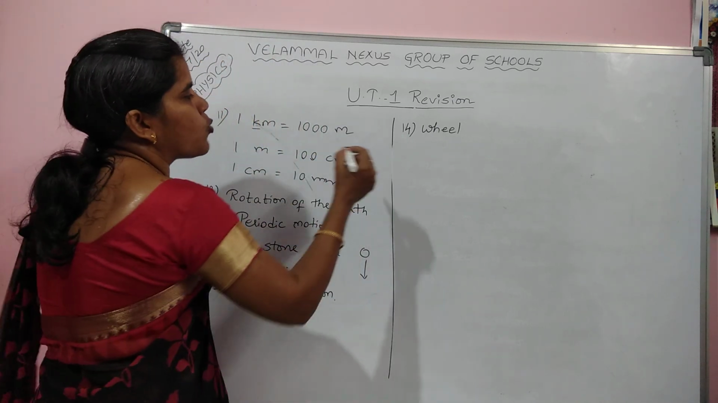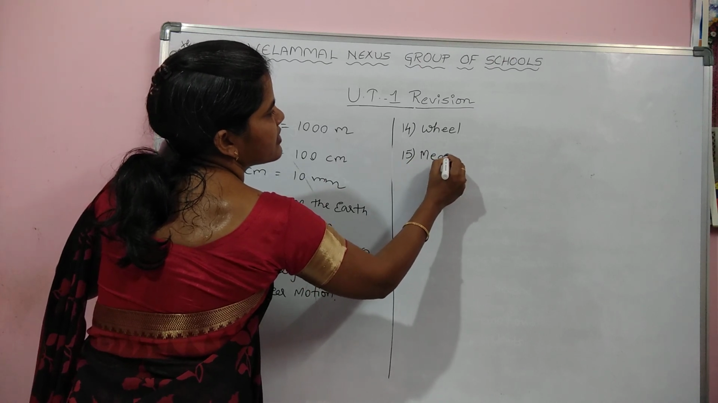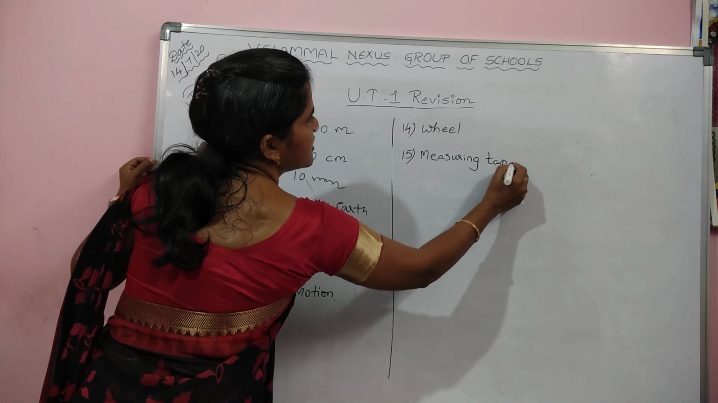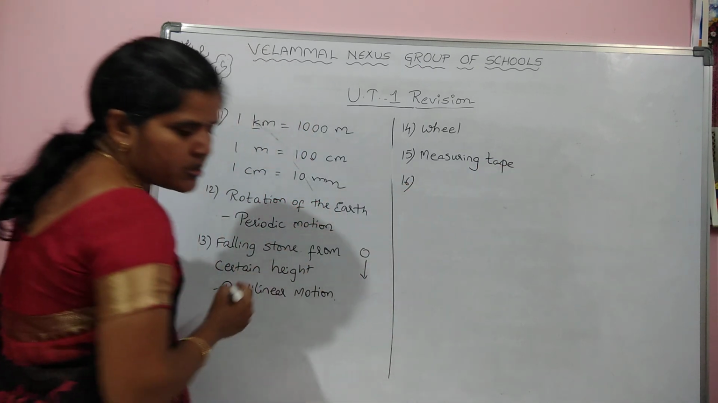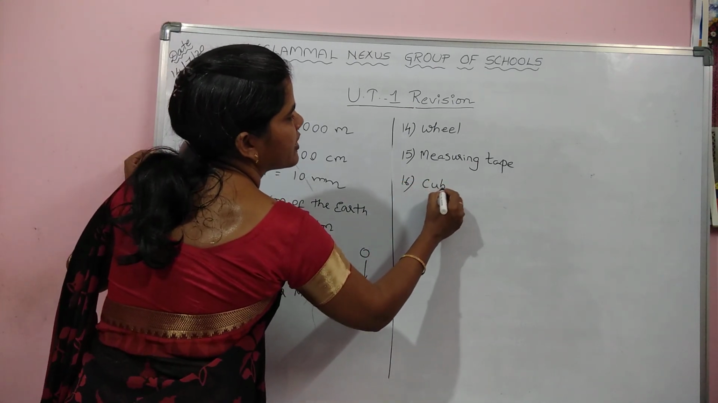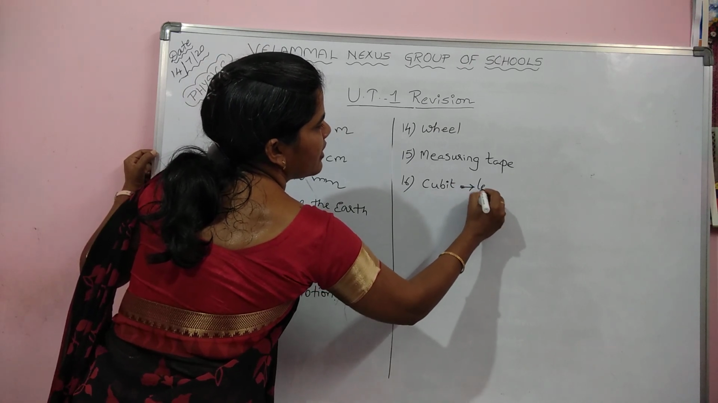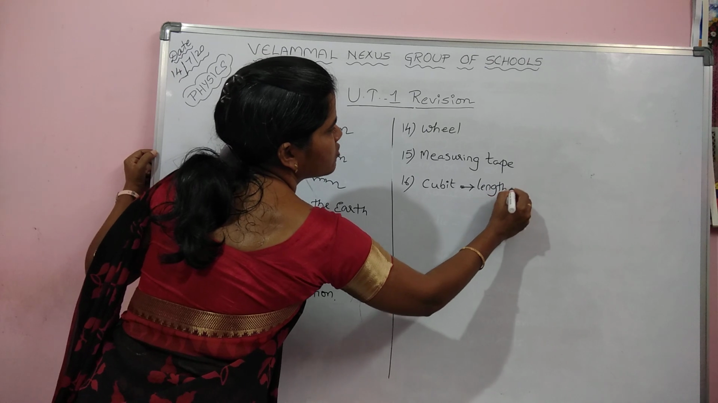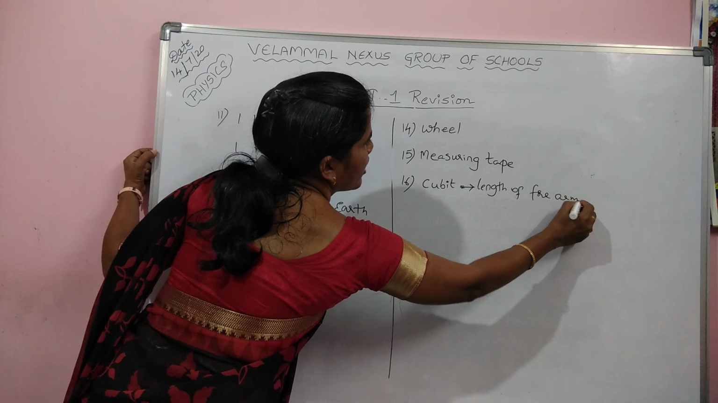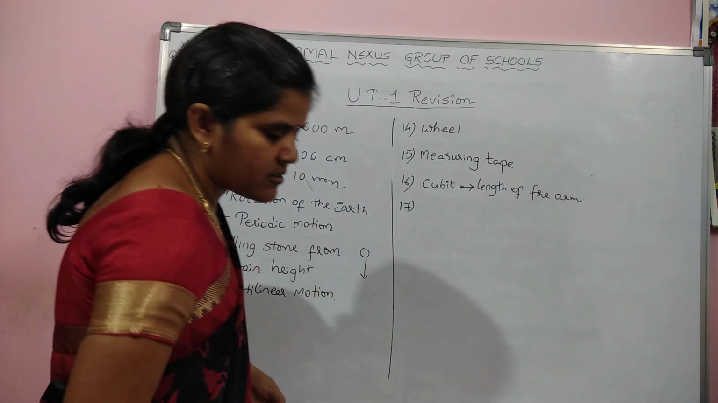The tailor uses what device for measuring, children? The tailor uses measuring tape for measuring the measurements, children. Cubit is equal to the length of the forearm, children. Length of forearm and cubit are one and the same, which are used by the flower sellers now.